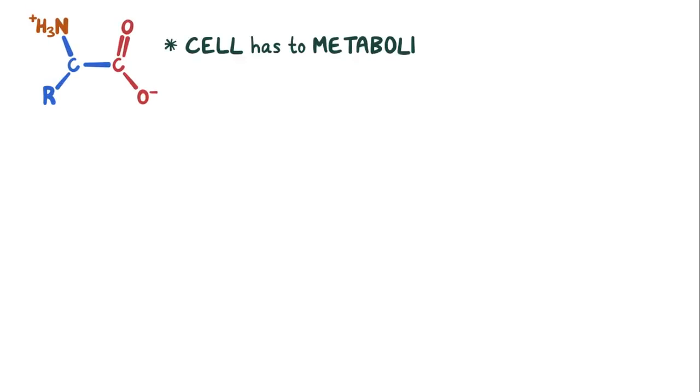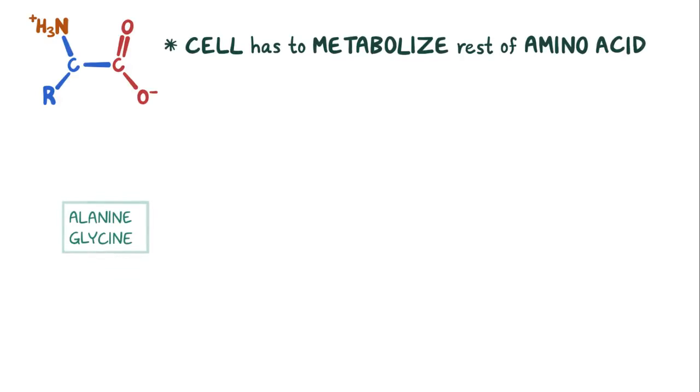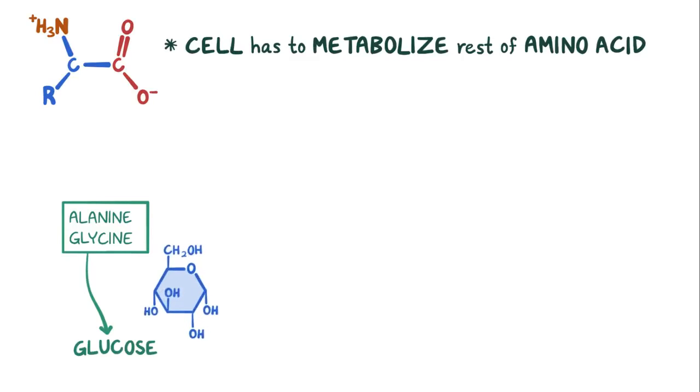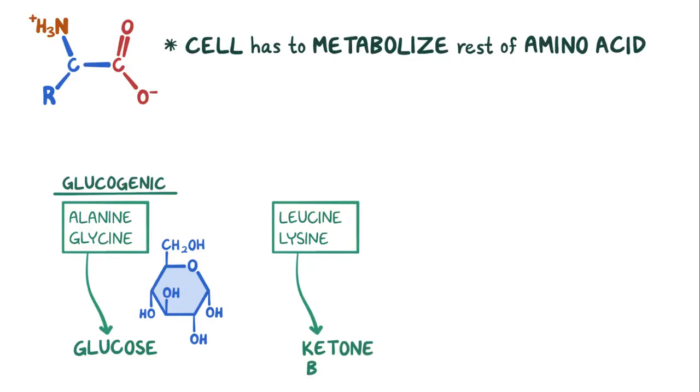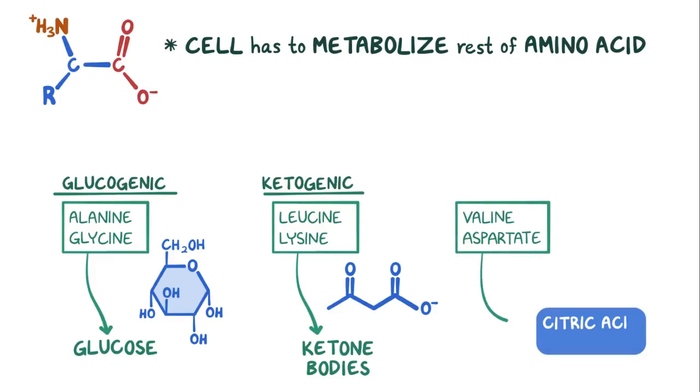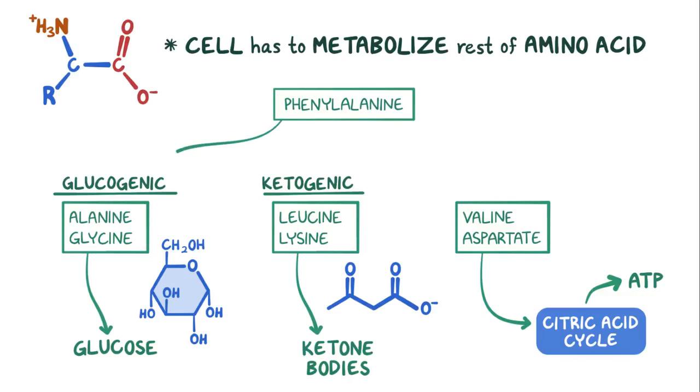Now, in addition to the nitrogen-containing amine group, the cell still has to metabolize the rest of the amino acid. Some amino acids, like alanine and glycine, serve as substrates to make new glucose, and we call those glucogenic amino acids. Other amino acids, like leucine and lysine, form alternative energy fuels called ketone bodies, and we call those ketogenic. And other amino acids like valine and aspartate can feed directly into the citric acid cycle and lead to the formation of energy as ATP. Some amino acids like phenylalanine can do it all, being glucogenic, ketogenic, and feeding into the citric acid cycle as well.